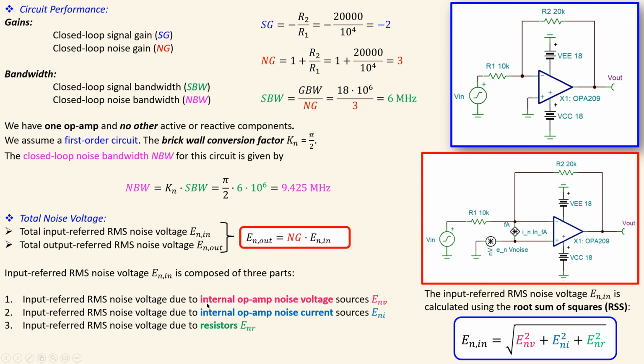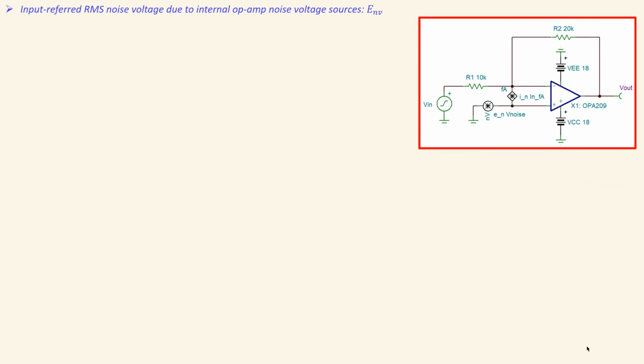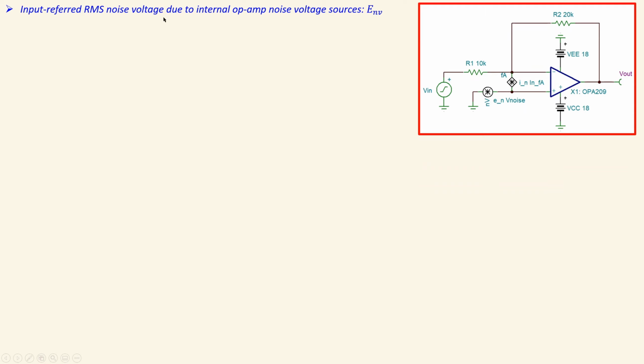But first, we need to calculate each of these elements independently and then add them up in this form. So let's look at our next step, which is then the input referred RMS noise voltage due to the internal OpAmp noise voltage sources. So which is then this one.